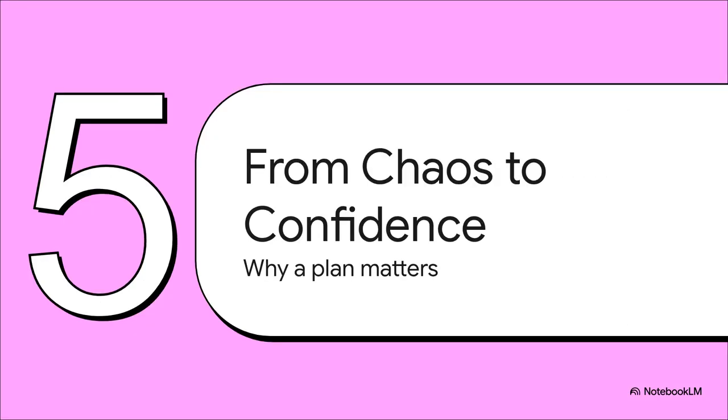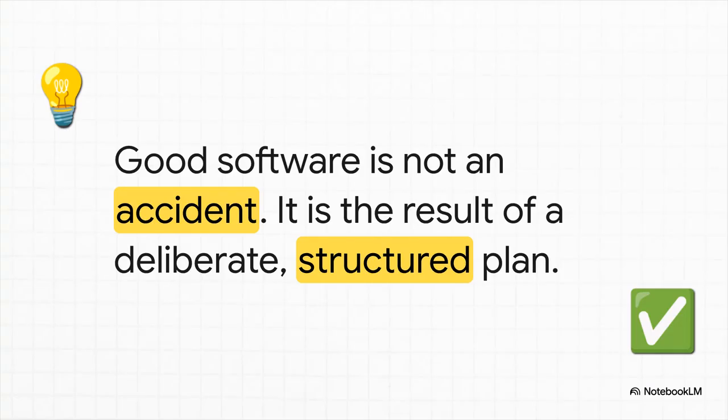Brilliant. So let's bring it all back home. We started with the sheer chaos of a crashing app. We saw how a simple lack of planning creates that chaos. This whole structured process, this 7-step game plan, is the perfect antidote. It's how teams literally go from a place of uncertainty and frustration to one of genuine confidence in the software they're building. If you take one thing away from our explainer today, let it be this.